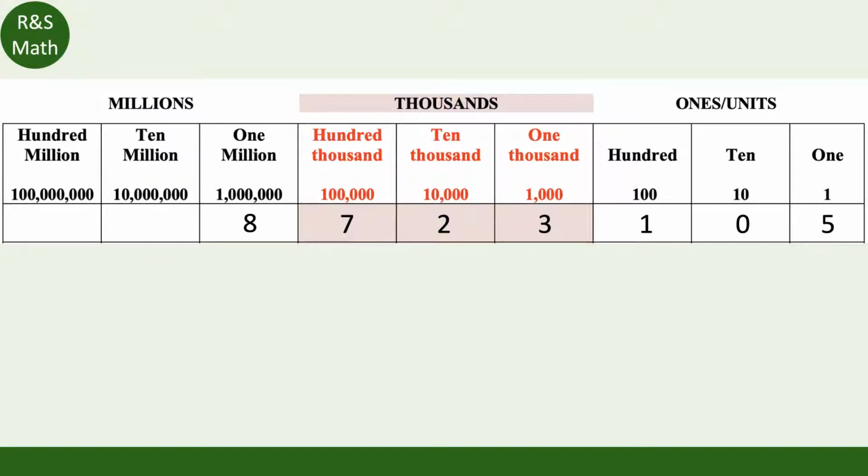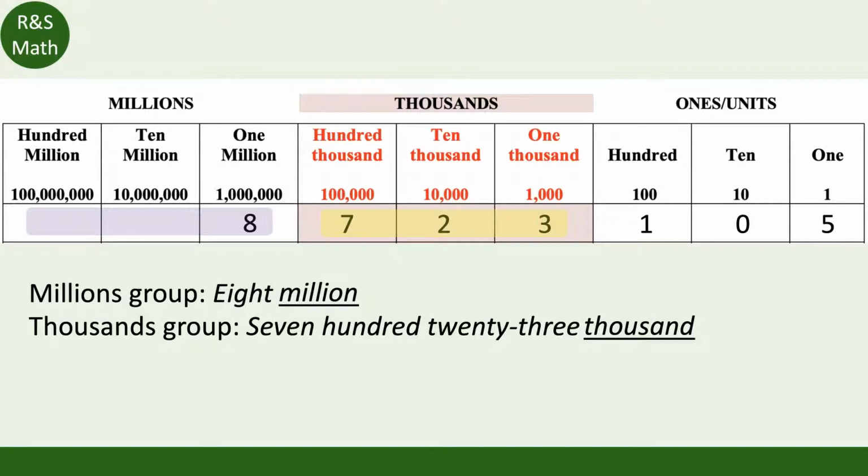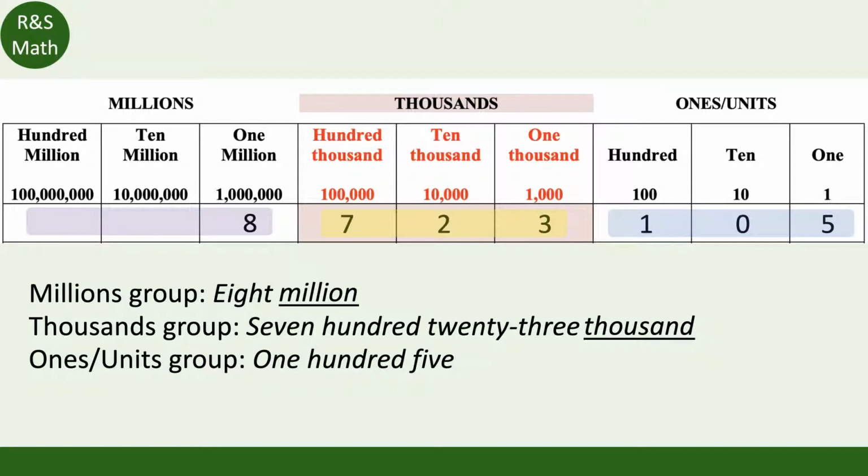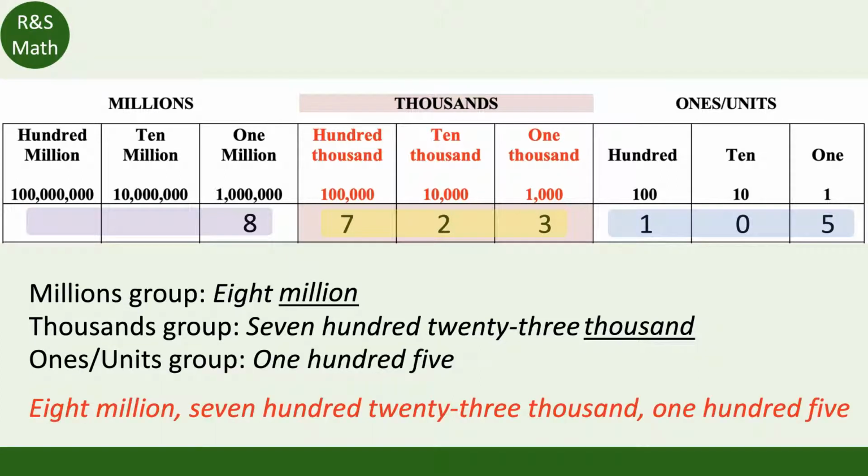We start by looking at the digits in the millions group. If we read the number in the millions group, that is just 8 million. If we read the number in the thousands group, that's 723,000. And we read the number in the ones group as 105. So, we read this entire large number as 8,723,105.